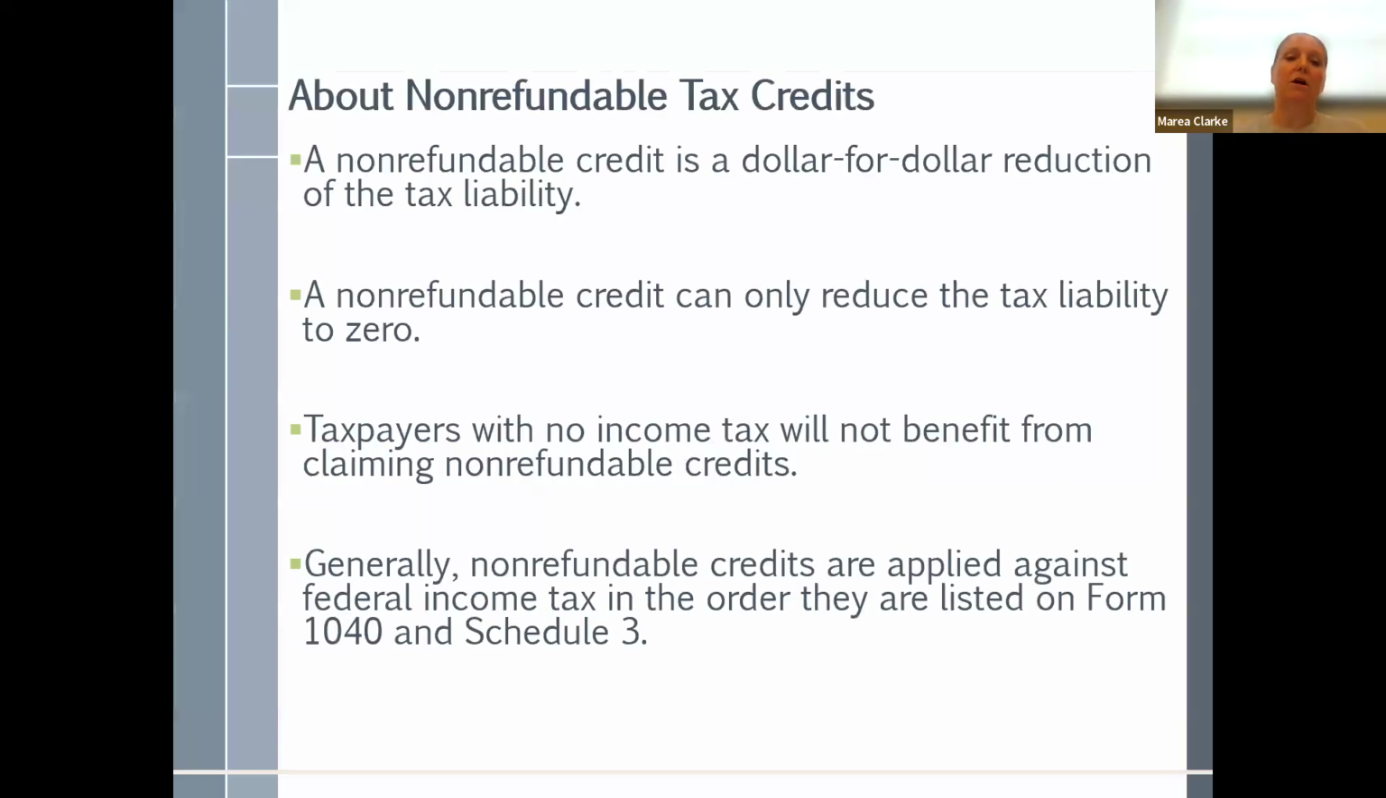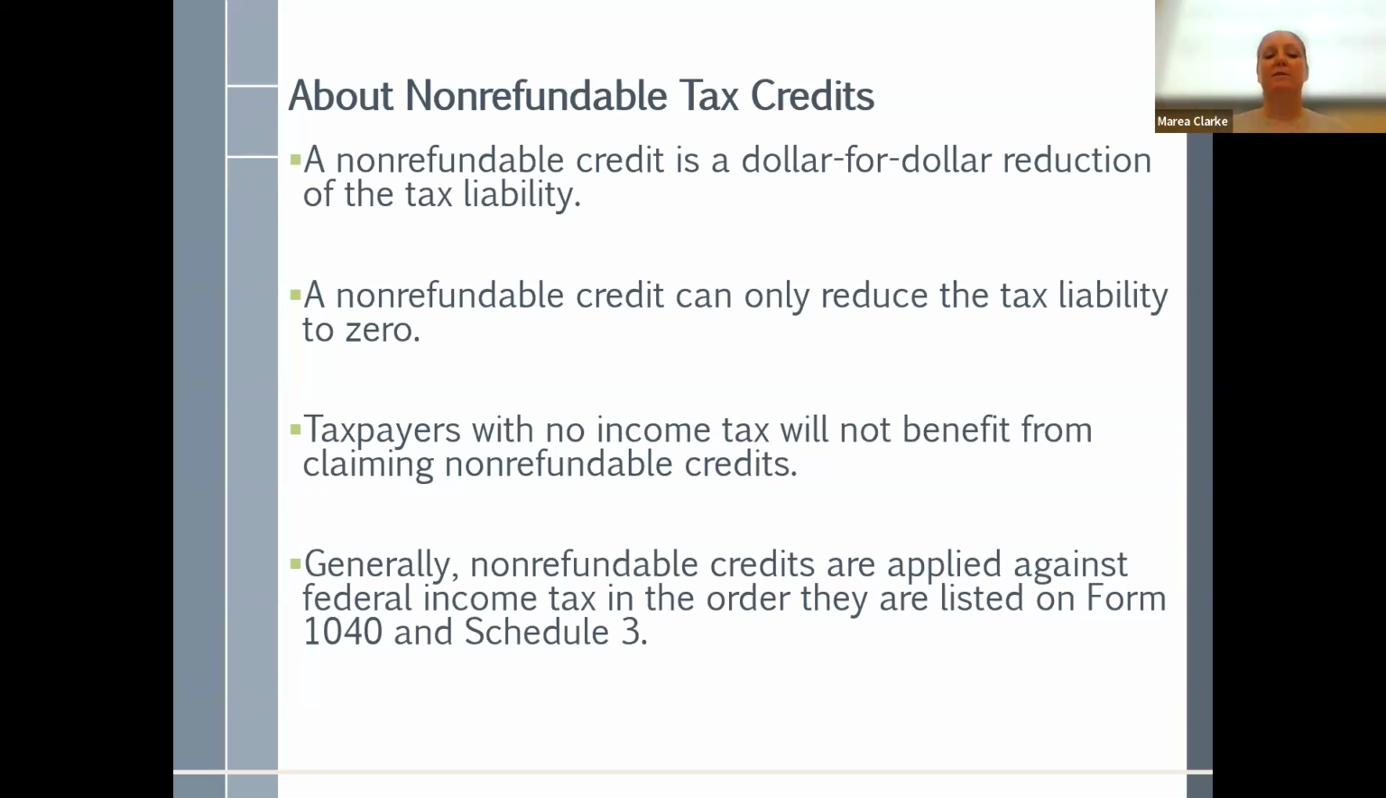Okay. All right. So when we talk about credits, we're going to talk about 2 kinds: non-refundable and refundable credits. A non-refundable credit is basically a dollar-for-dollar reduction in the amount of tax that you owe. However, a non-refundable credit can only take your tax down to 0. It's never going to actually give you any money. It only takes your tax down to 0.